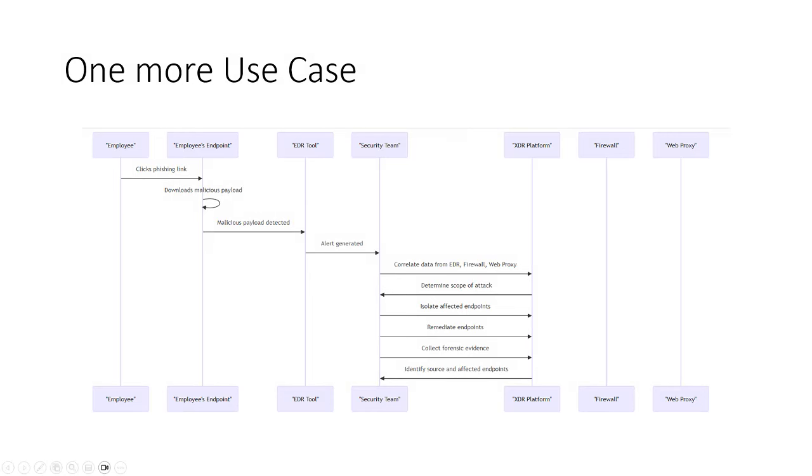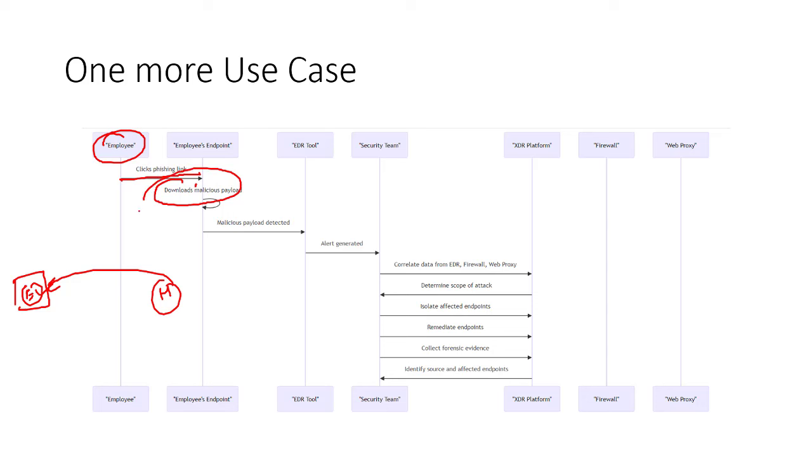One more use case we have. I want to make sure from this video you understand all the topics clearly. There is an employee who clicks on a phishing link. There is a system A, the employee is there, and there is a hacker. He sent a phishing link for a lottery. The employee clicks on the link, and when he clicks on the link, a malicious payload is downloaded.